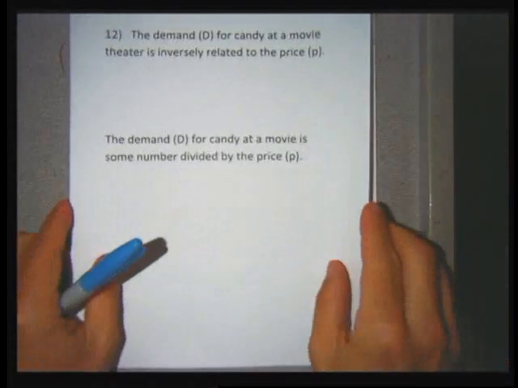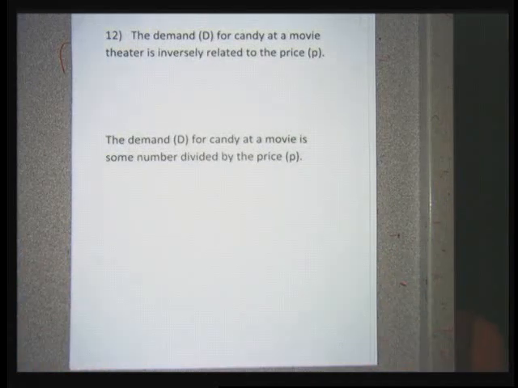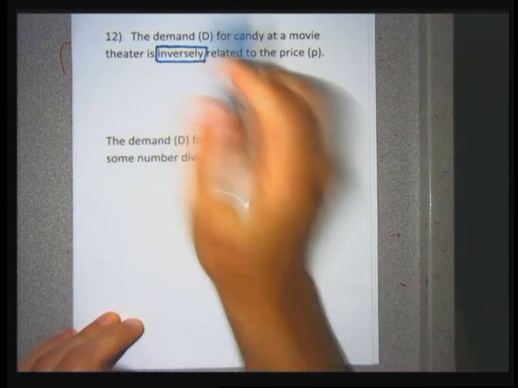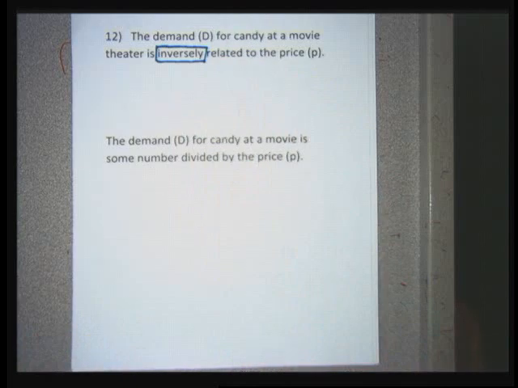So 12 and 13 are still this style of problem where all I'm doing is creating an equation. 12 is similar to 11. The words are completely different for the most part, but I see the word inversely in it. And as soon as I see the word inversely, I know I'm going to form a fraction and that there's going to be a k in the numerator of that fraction.